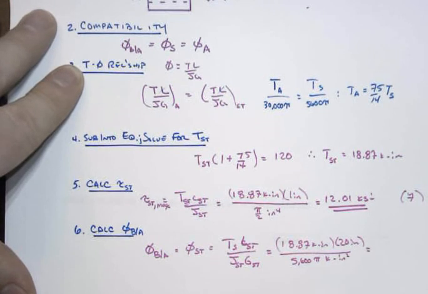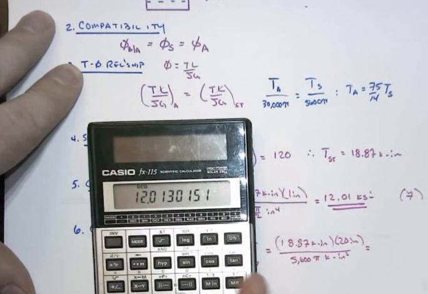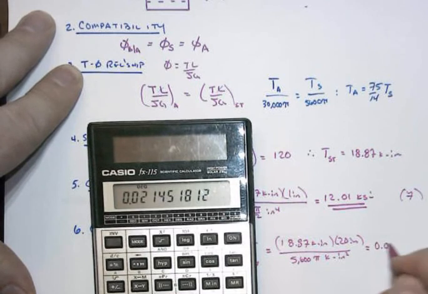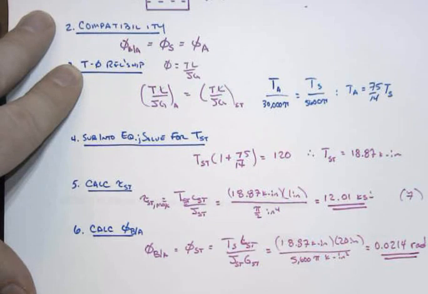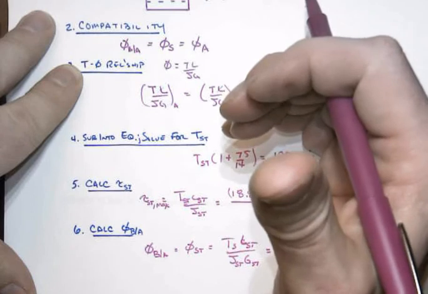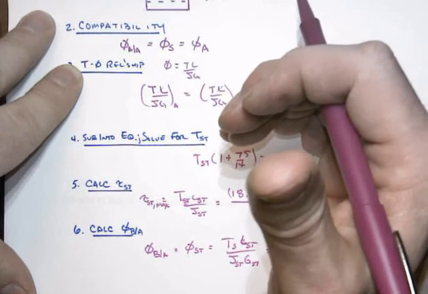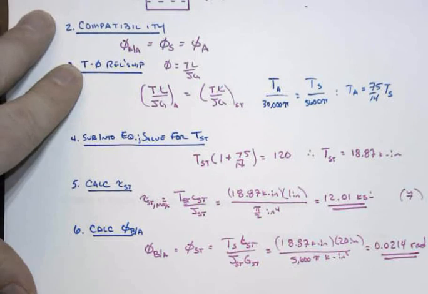Right? And that will then work out to be 18.87 times 20 divided by 5600 divided by pi, or 0.0214, etc., radians as our final answer. The plus indicates to us that if we look down the end of the shaft in a right-hand coordinate system, the torque is this way, so looking down the end of the shaft, that would be counterclockwise. That's what that plus is telling us.